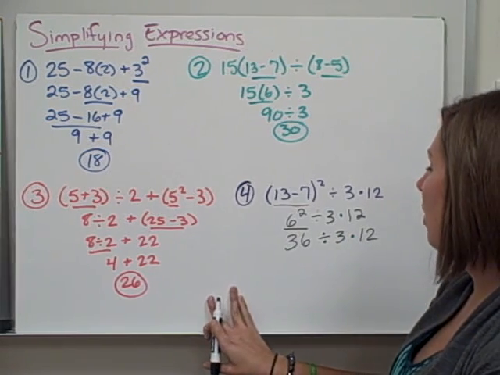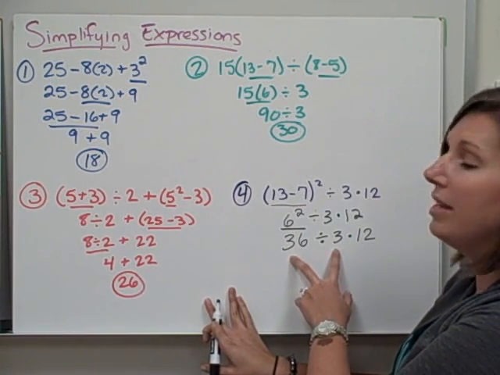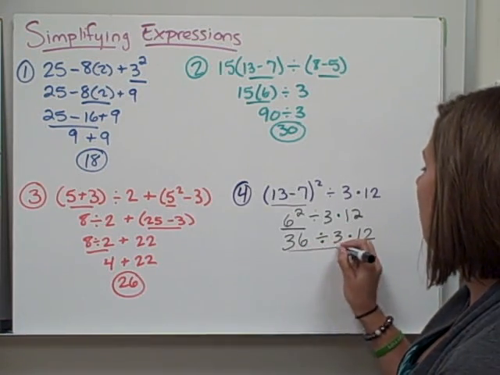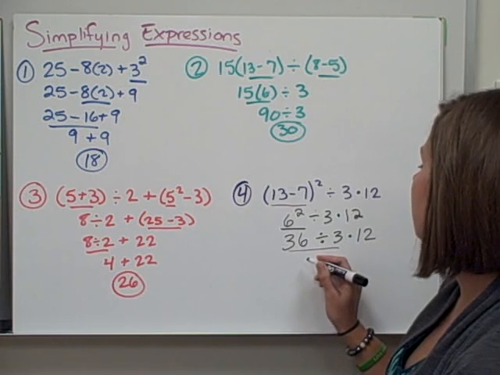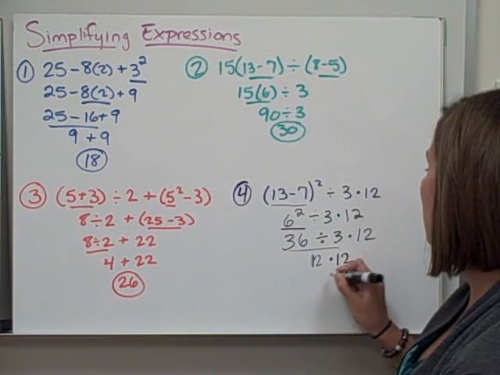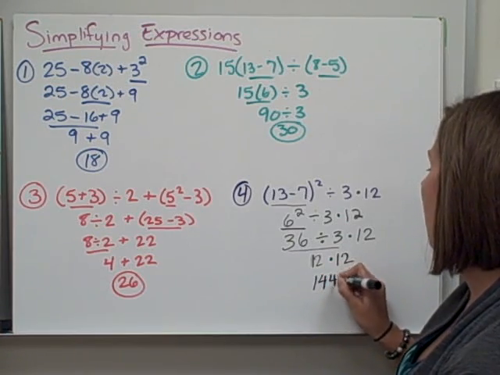And now you see we've got a division that's coming before my multiplication. Those are of equal priority, so I'm going to complete the division first. 36 divided by 3 is 12, and 12 times 12 is 144.